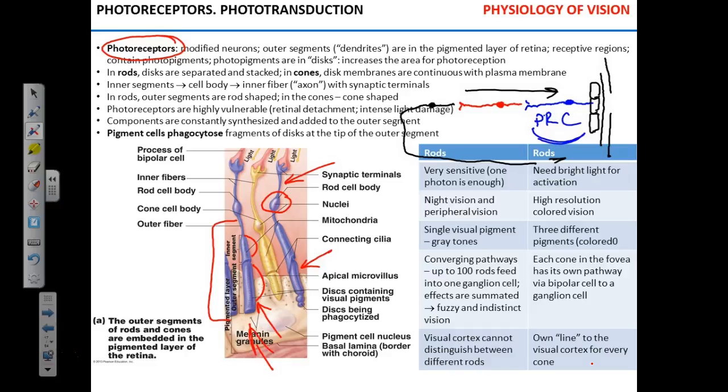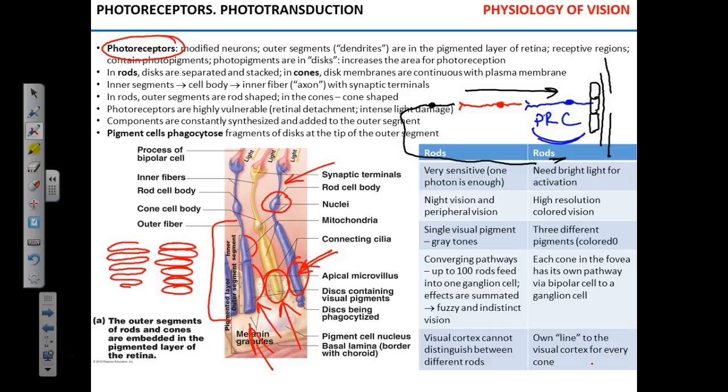Does that make sense? The outer segments of rods and cones look like they are assembled from a number of discs. We can represent it sort of this way, like many discs. And those discs are essentially the folds of the membrane. So it's multiple folds of the membrane that form the outer segment.